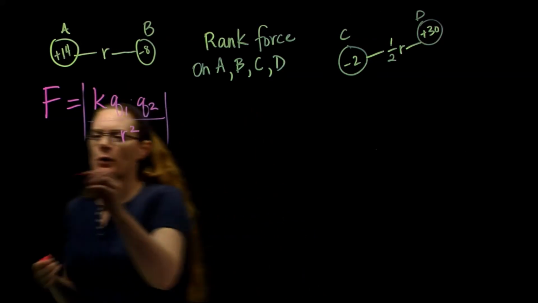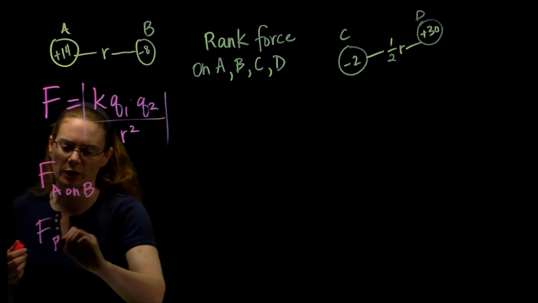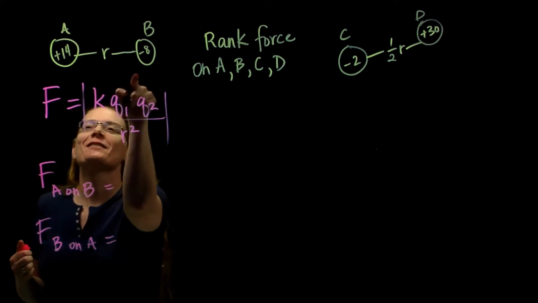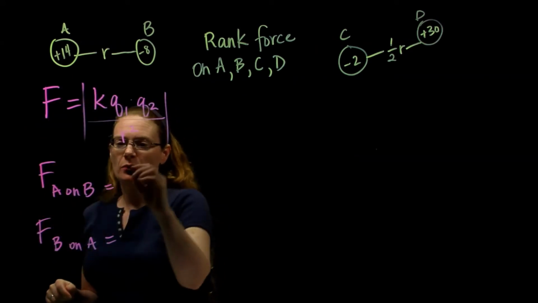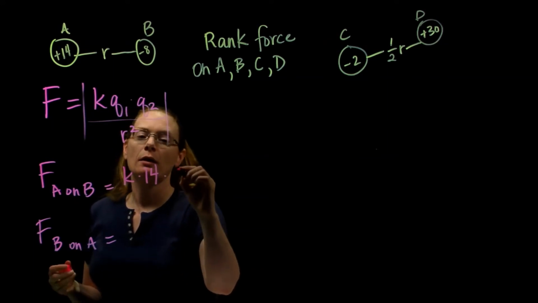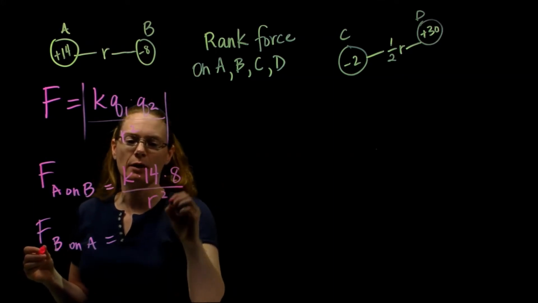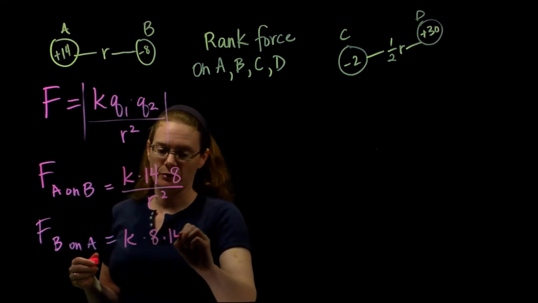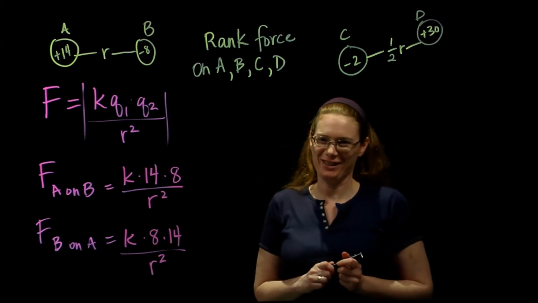So if I do the force of A pushing on B, or the force of B pushing on A, or is it pushing or is it pulling? Those are going to attract each other because they're different charges. So these are pulling each other together. So the force would be K times charge 1, 14, times charge 2. And again, I don't care about that negative. I'm just going to ignore that, over R squared. The force of B on A, K times 8 times 14 over R squared. Well, yeah, those are the same, aren't they?